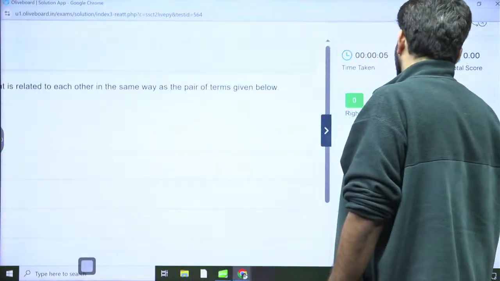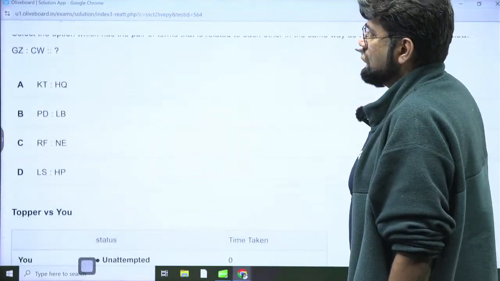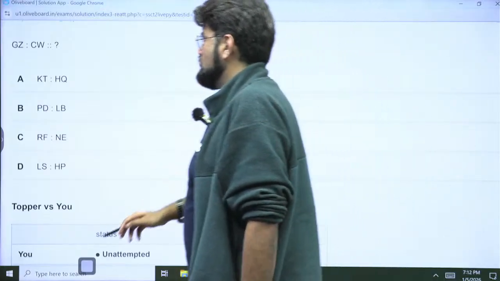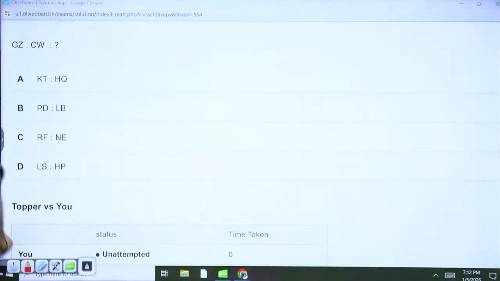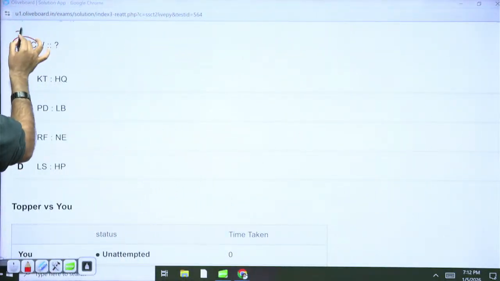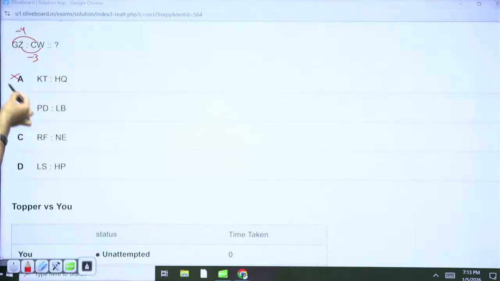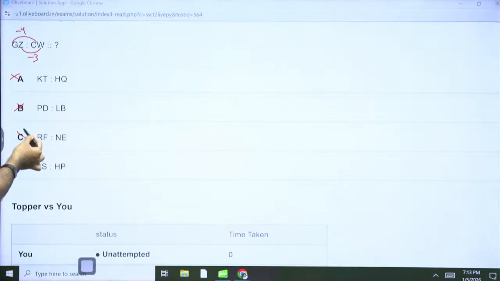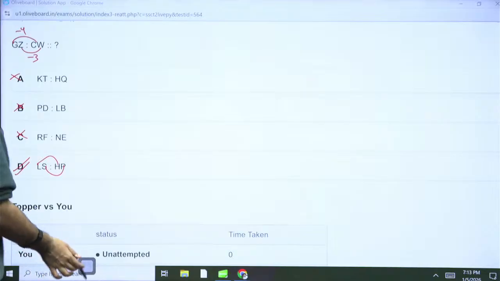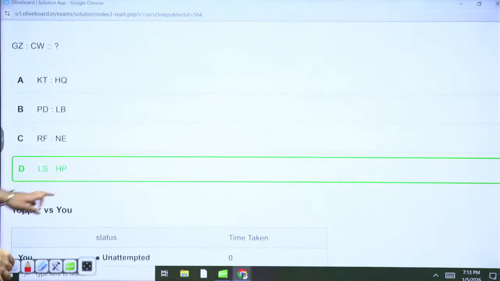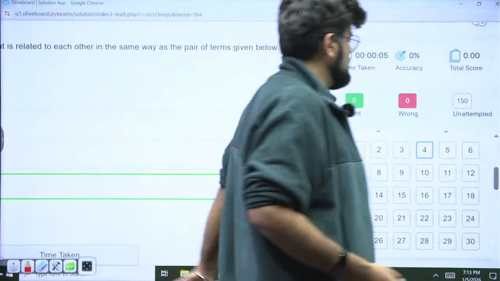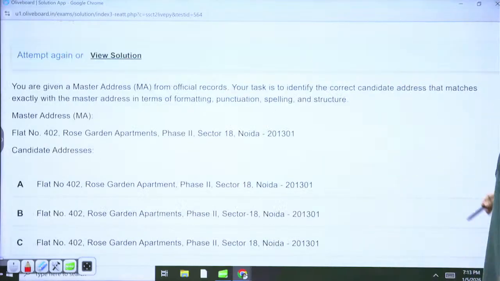Next. Okay, this is pretty easy. So G, Z, C, W. So G with C, 4. 7 minus 3 is 4, and so 23 minus 3. Minus 4 minus 3. This is not it. Minus 4 but minus 2, no. Minus 4 but minus 1, no. Minus 4 minus 3. Pretty easy. Option D is the right answer. Easy question. 36 seconds. Decent. Could have been faster, but that's okay.